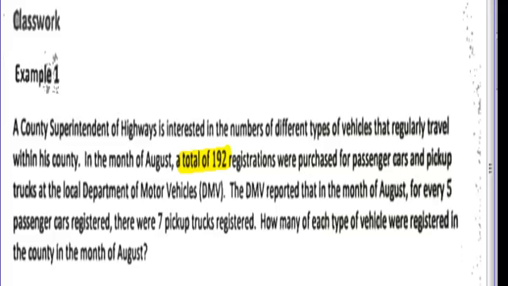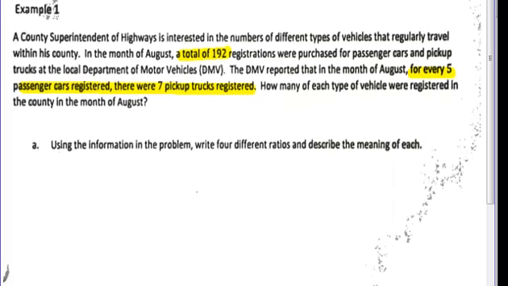The DMV reported that in the month of August, for every 5 passenger cars registered, there were 7 pickup trucks registered. There's our ratio language. For every 5 passenger cars registered, there were 7 pickup trucks registered. There's our ratio right there. We'll need that to problem solve also. How many of each type of vehicle were registered in the county in the month of August? That is the question we'll be answering.